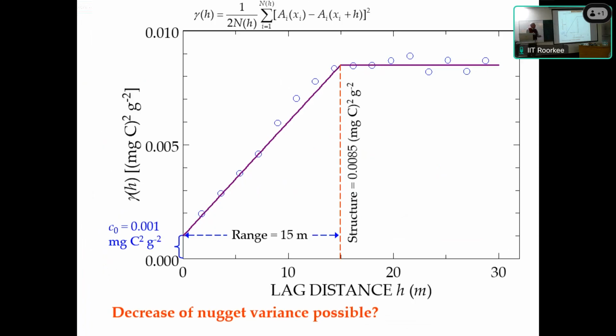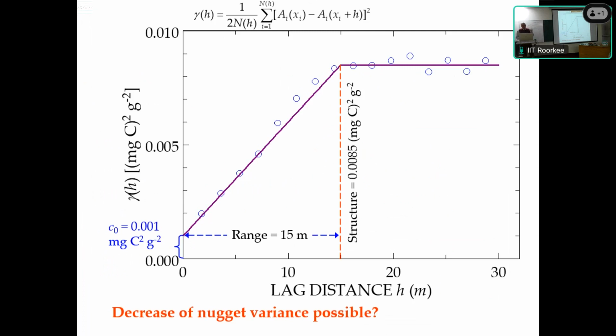So what does that sill mean at a distance of 15 meters? That sill, I mean this variance value up here. What does that mean? Or for all observations that are taken at distances larger than 15 meters. Well, the sill is at 0.0085, right? 0.0085.